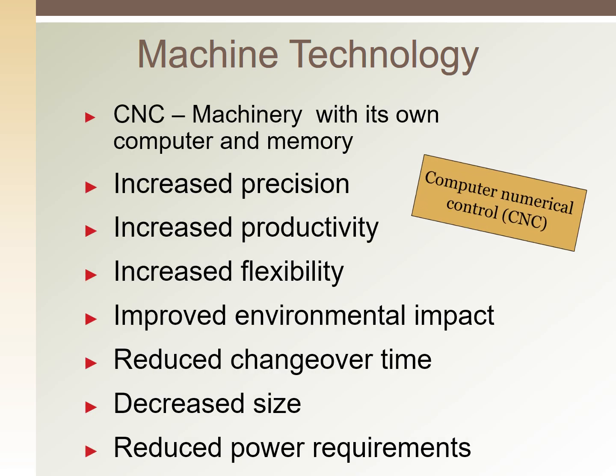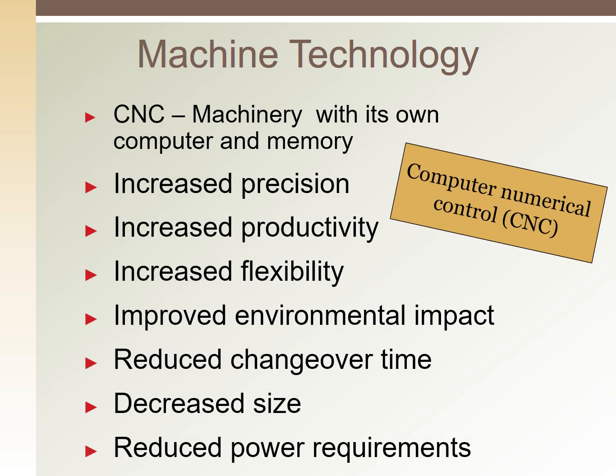Machine technology is CNC. It's machinery with its own computer and memory. It gives increased precision, increased productivity, increased flexibility, as you can just adjust the machine to do what you want. You have improved environmental impact. It reduces the changeover time. It has decreased size in where you put it in the location of your layout, and reduced power requirements.